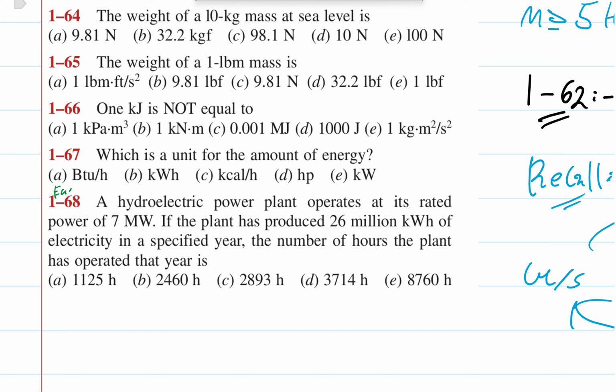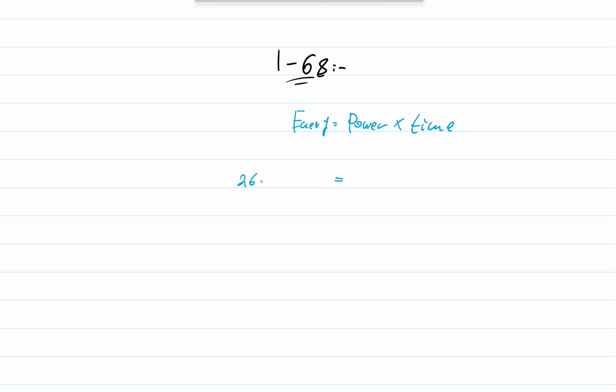All right, for the last question, 168. It's very simple. For 168, what we should be doing is that we're trying to find time. It's pretty simple. Energy is equal to power multiplied by time. Just be careful with the units. So this would become 26,000,000.